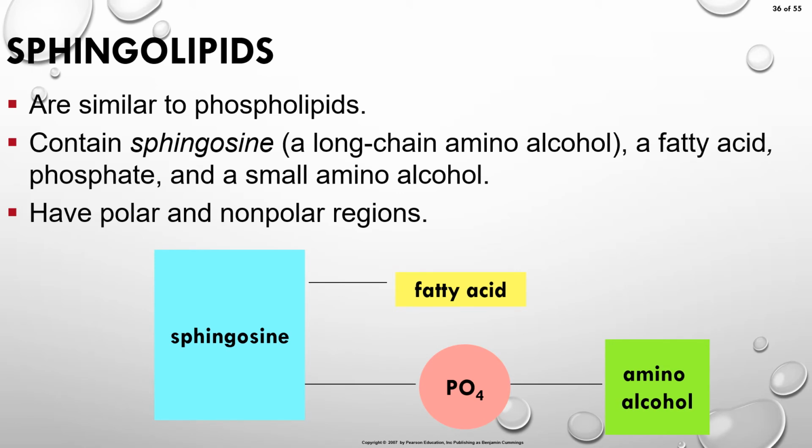Okay, now let's go to the third type of phospholipids, the sphingolipids. So sphingolipids are similar to phospholipids. They are a class of lipids containing a backbone of sphingoid, or they contain sphingosine, which is a long chain amino alcohol, a fatty acid, phosphate, and a small amino alcohol. Okay, so they are composed of a polar head group and two non-polar tails. Okay, so how does sphingolipid differ from glycerophospholipid?